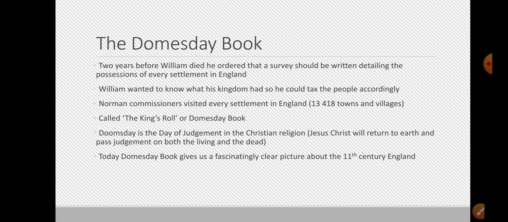So in a very funny way, the English people were saying that William the Conqueror wants to write down everything so he can pass judgment on the English people. So they used this kind of sarcastic humor to call this book Domesday Book. Today, of course, Domesday Book gives us a fascinatingly clear picture of 11th century England. So we use it as one of the most detailed history books of this time. At that time, Domesday was written D-O-M-E. It's written differently right now.